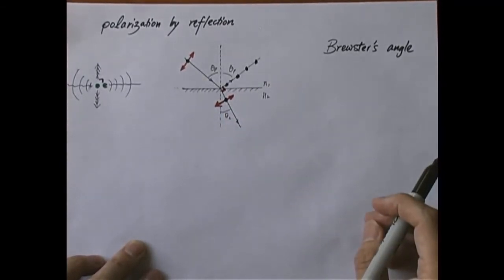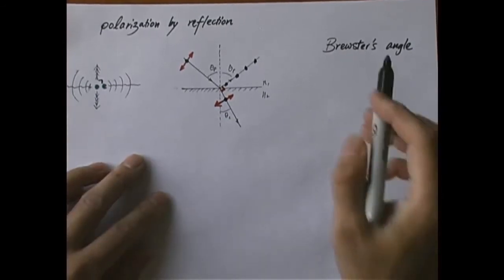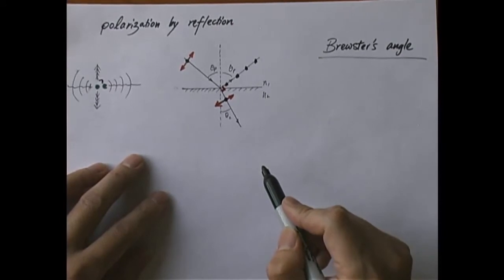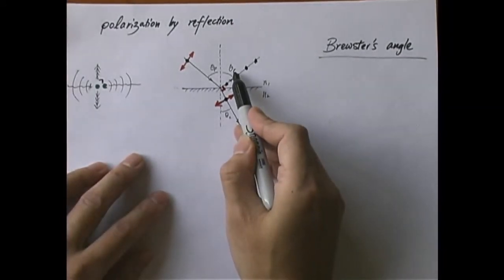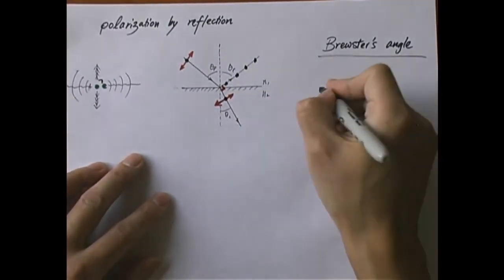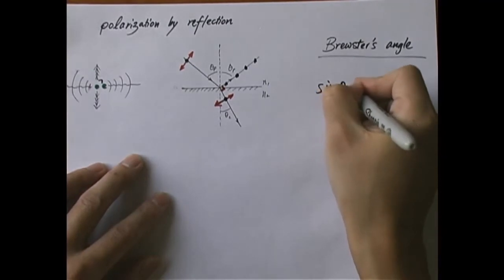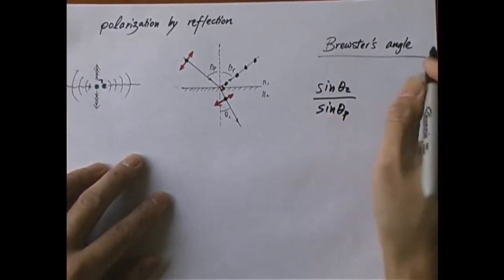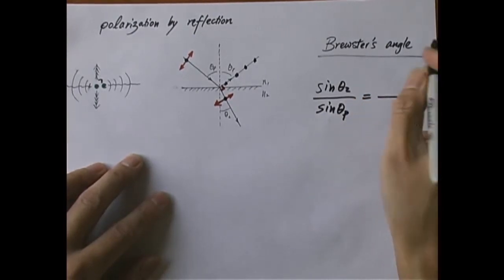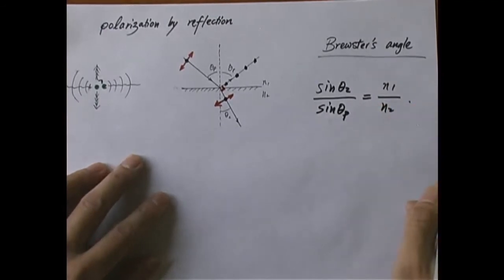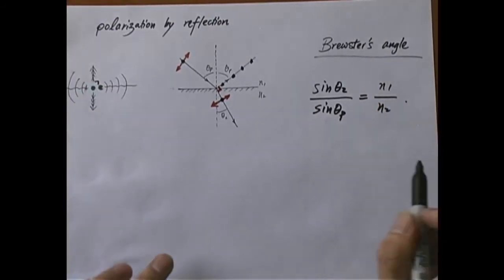Okay, so it becomes totally polarized. This is a special angle called the Brewster's angle. Okay, Brewster's angle. How does one calculate Brewster's angle? Well, quite simple. We call this angle theta p, p for polarization. We know that sine theta 2 over sine theta p equals n1 over n2, right? Am I right? That's the law of refraction, right?